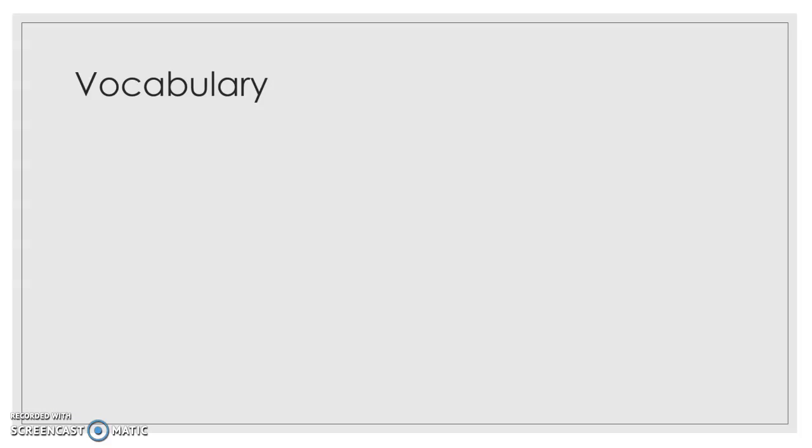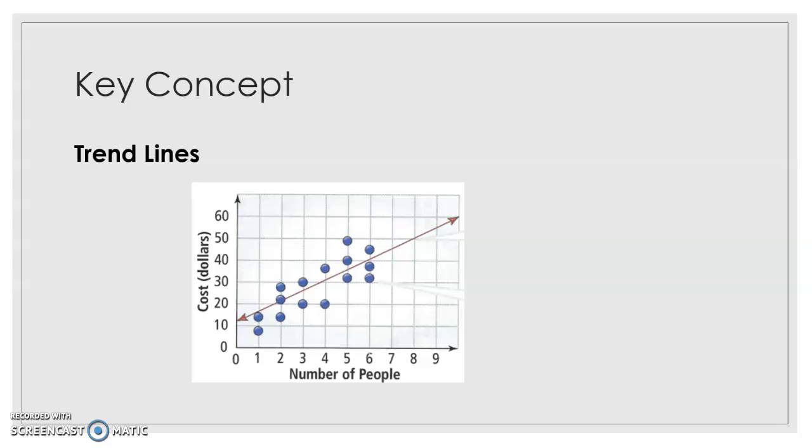You have a vocabulary word to make sure you go define. We're just going to move right into our key concept. Like I said, trend lines, you will hear me refer to them as a line of best fit or lines of best fit. Again, it's just because we're trying to find a line that best fits our data.